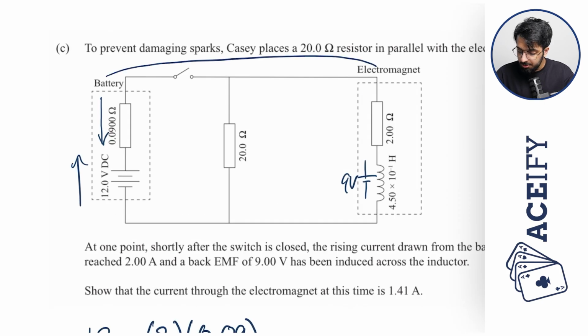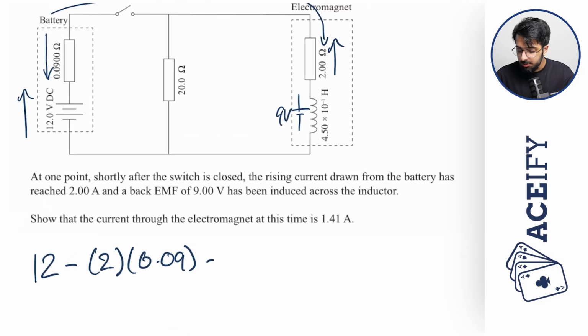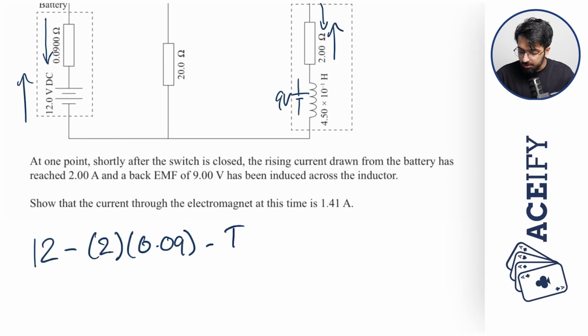And then we carry on through here, and we have another voltage drop over here. And this voltage drop is going to be equal to the current through the coil, multiplied by the resistance of that resistor, which is 2 ohms, okay? And we also minus the back EMF of our coil, which is 9 volts.